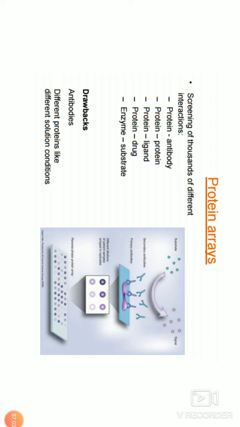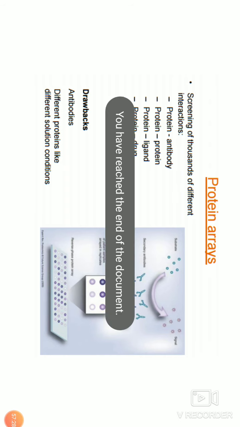so you need to have specific antibodies for different types of proteins, and there should not be any cross-reactivity. Even when you have different antibodies, you need to modify the binding conditions a little. So you need to repeat these arrays with many solution conditions, so that you develop a proper protein array.